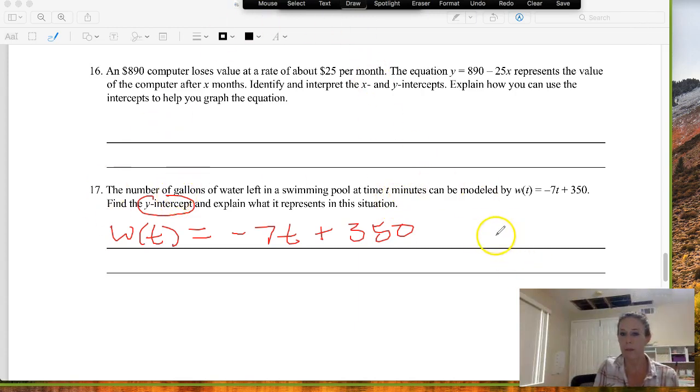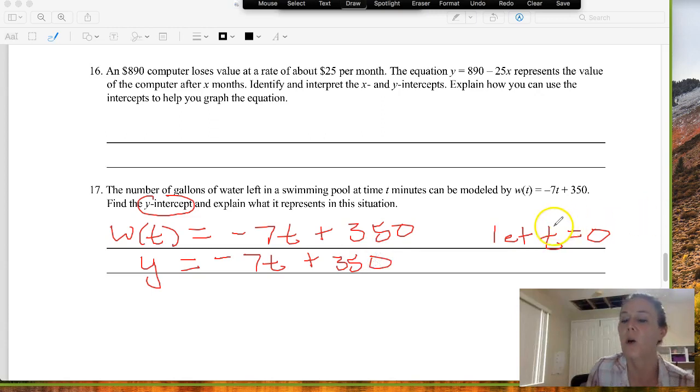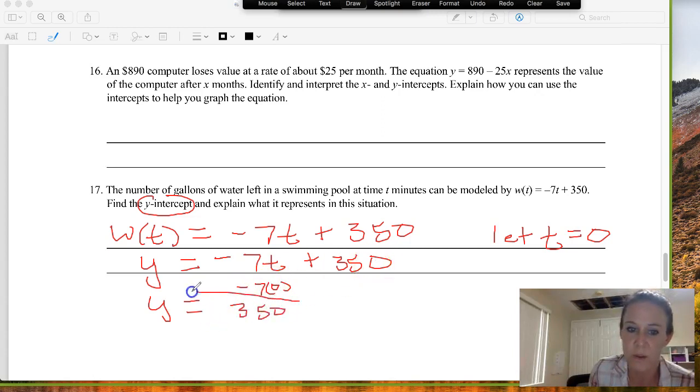Okay, the y-intercept. Remember, we let x be 0. So instead of x, we have t. So let t equal 0. And instead of y, we have a function. Remember, we can always replace our function notation with y. So let's write it like this: y equals negative 7t plus 350. In order to find the y-intercept, we let t or x be 0. So plug in 0 for t, 0 times anything is 0, and I'm just going to get 350. Y equals 350.